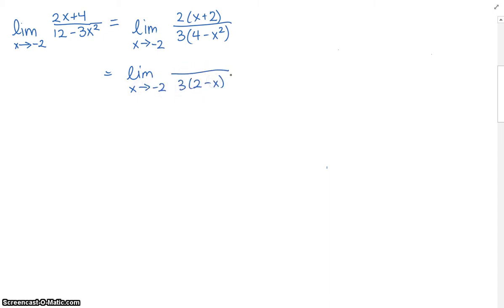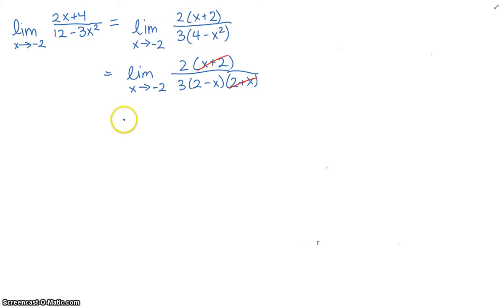2 minus x, 2 plus x. Now in this particular case, x plus 2, 2 plus x, those are the same thing. If it was the case where it was x minus 2, you'd probably want to look at this one and factor out a negative 3 if that was the case. So do watch your signs.